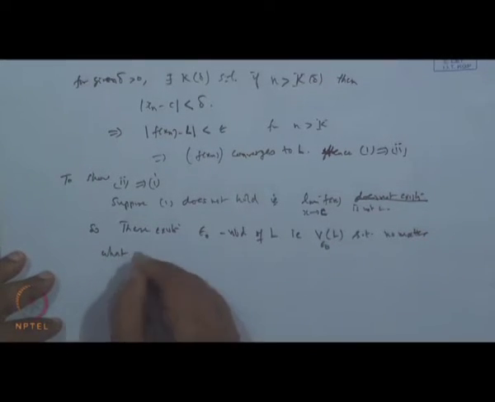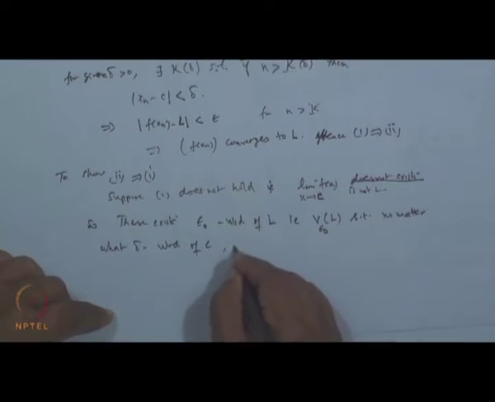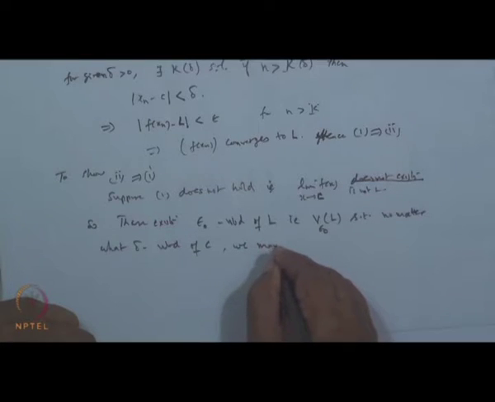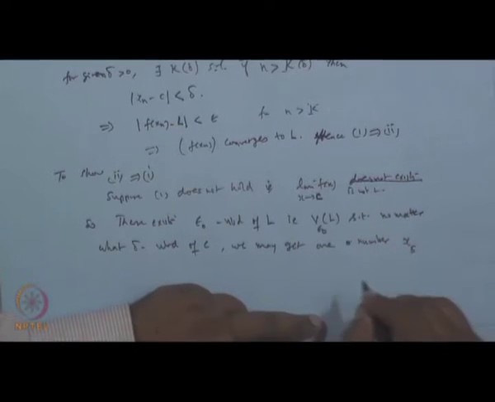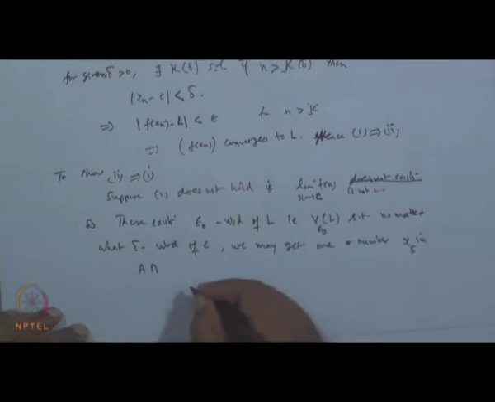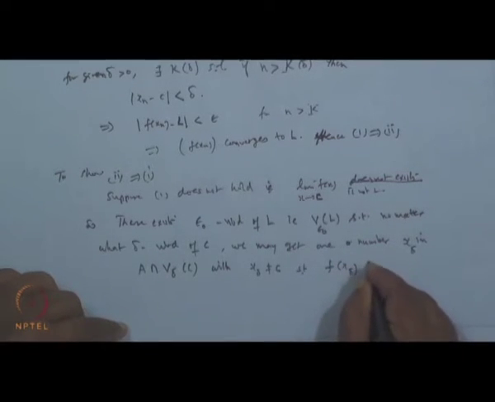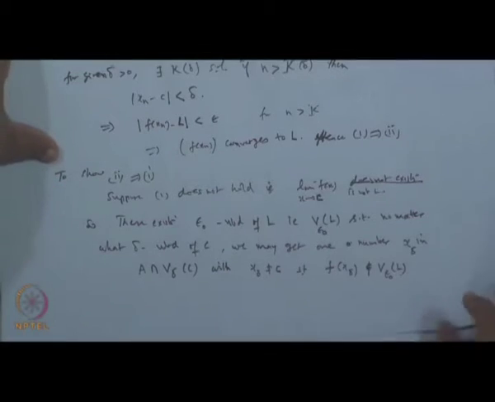delta neighborhood of C we take, we may pick at least one number x_delta, depending on delta, in the set A intersection V(delta, C) with x_delta not equal to C, such that f(x_delta) does not belong to the epsilon naught neighborhood of L. That is the meaning of when the limit of this does not exist.